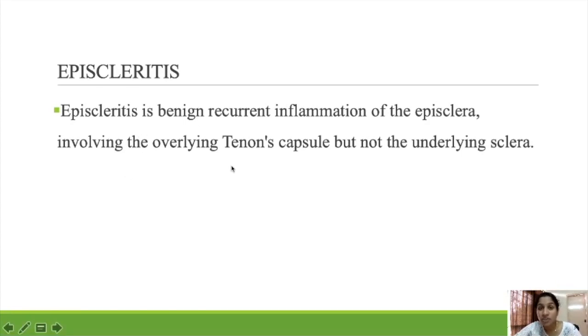At that time I mentioned the whole sclera is covered by a lining, that is Tenon's capsule. It's a membrane-like structure. So here in episcleritis, this overlying Tenon's capsule is also involved but not the underlying sclera proper.